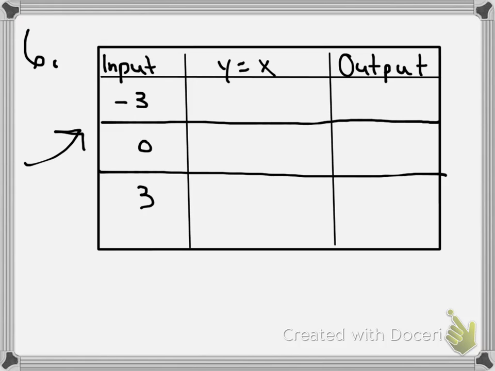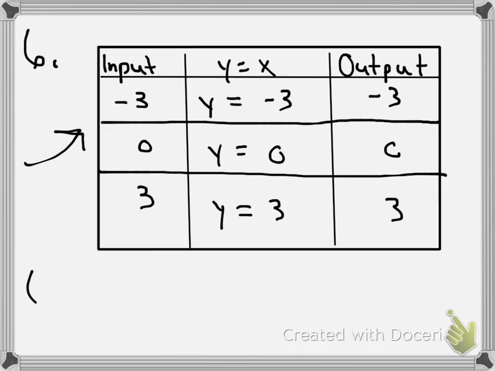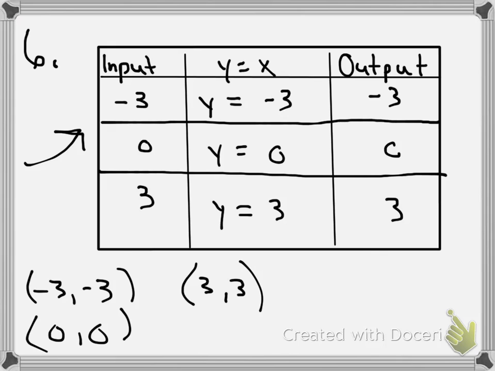So now we've begun to set up our input-output table, so we plug in -3 for x. Well, that's easy. Y equals -3. Y equals 0. And y equals 3. Super easy. Okay, so now the output is going to be -3, 0, and 3. What's our first ordered pair? -3, -3. What's our second ordered pair? 0, 0. What's our third ordered pair? 3, 3. Okay, now I take these ordered pairs and I go graph them.